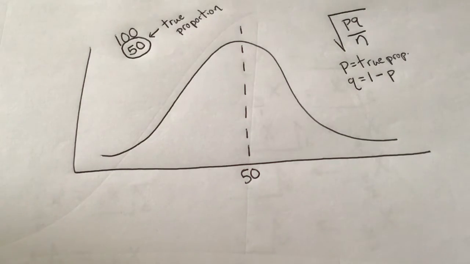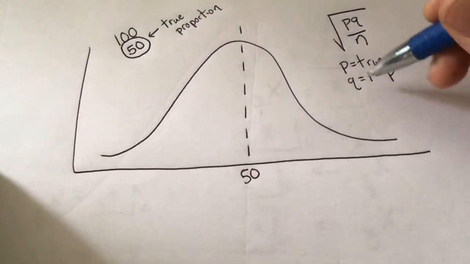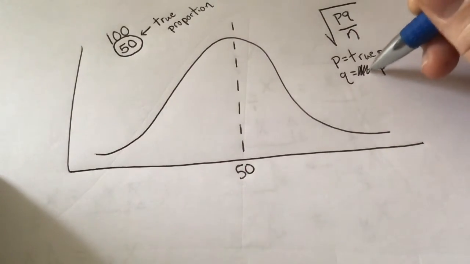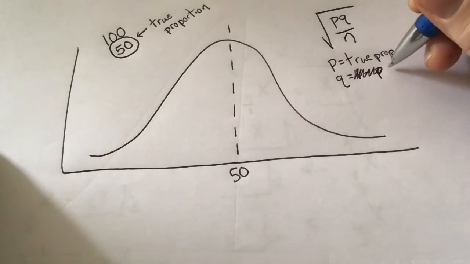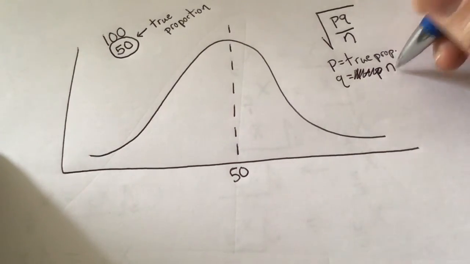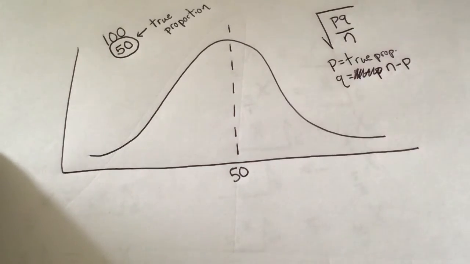One way to think about this is P is kind of like a number of successes, or the number of times you expect to succeed in what's happening, right? Like if we're flipping that coin 100 times, then we expect a heads, or a success, to happen 50 times. That's the true proportion. Which actually makes me realize I wrote Q wrong. I'm sorry. Q is N minus P.